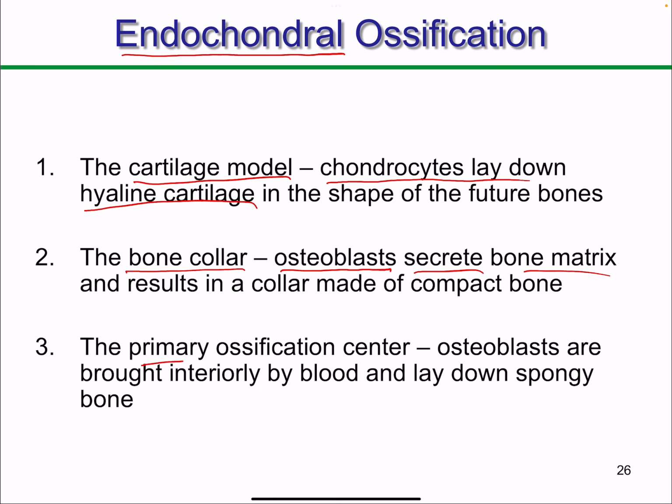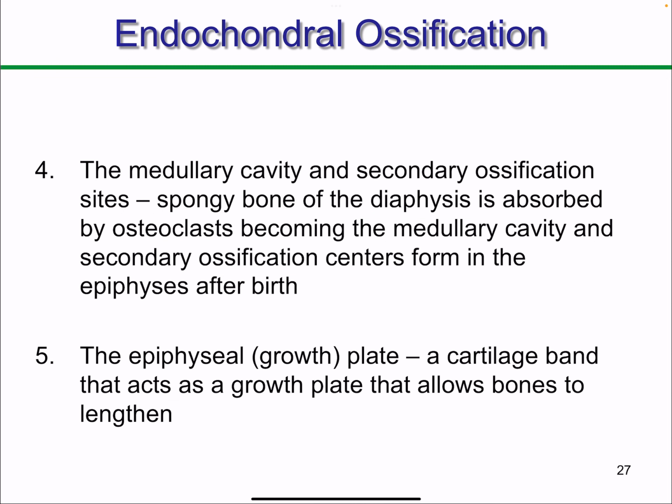Then we have the primary ossification center. Here, the osteoblasts are going to get inside and start depositing the bone, right? Blood cells are going to develop, right? And these blood cells are bringing some nutrients. And the first bone that forms, it's a spongy bone, right? And that spongy bone is going to be remodeled later on.